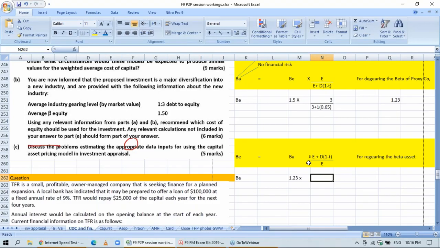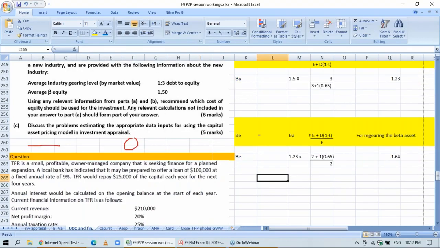okay, so the value of equity is 2 plus 1 into 0.65 divided by 2. So this gives you the equity beta of 1.64. This will always be higher than the ungeared beta because this company is more geared. So after including financial risk, the beta will increase, right? So now we can calculate the cost of equity.